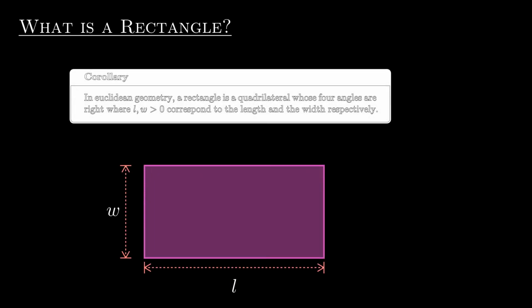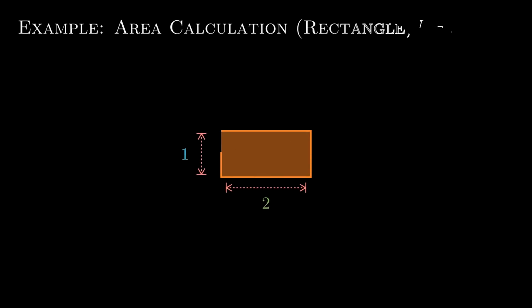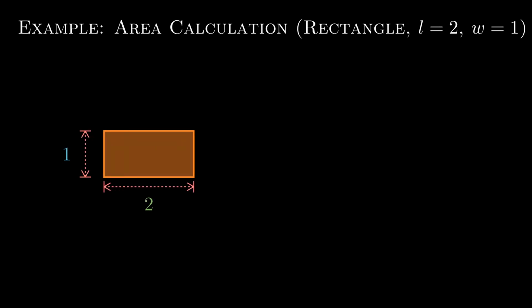So now let's define a rectangle. Basically a rectangle is a quadrilateral, which means that it has 4 sides, and it also has 4 angles that are right. So basically these are 90-degree angles. We have 2 parameters, the length and the width. You can see in the figure that the length corresponds to the horizontal component and the width is the vertical component.